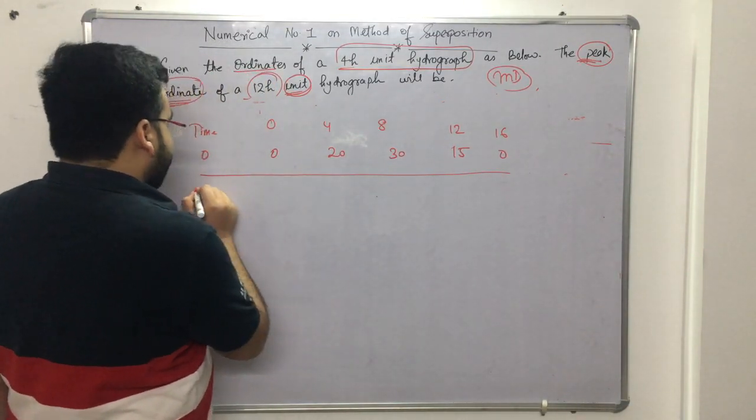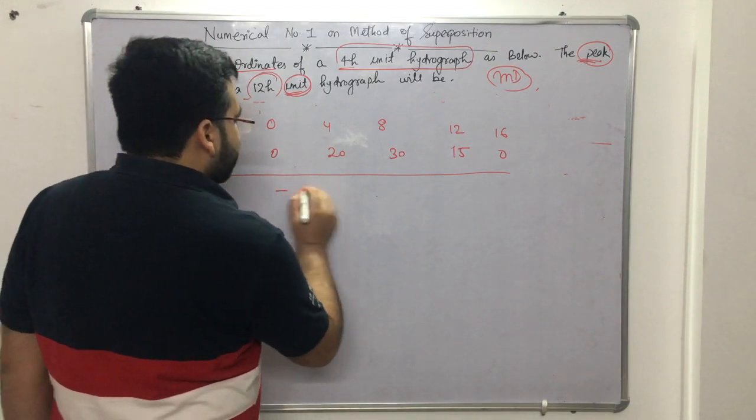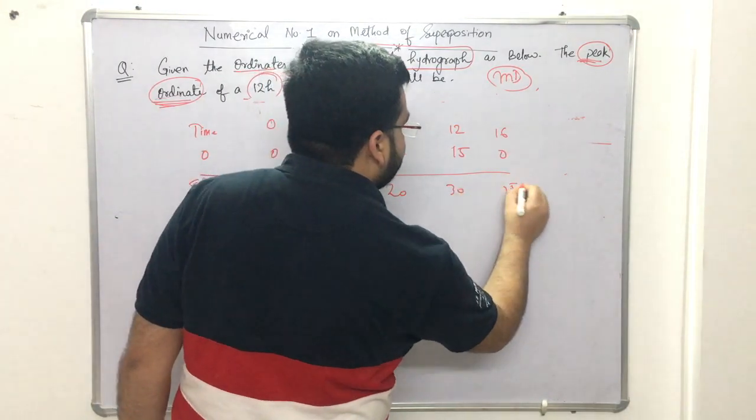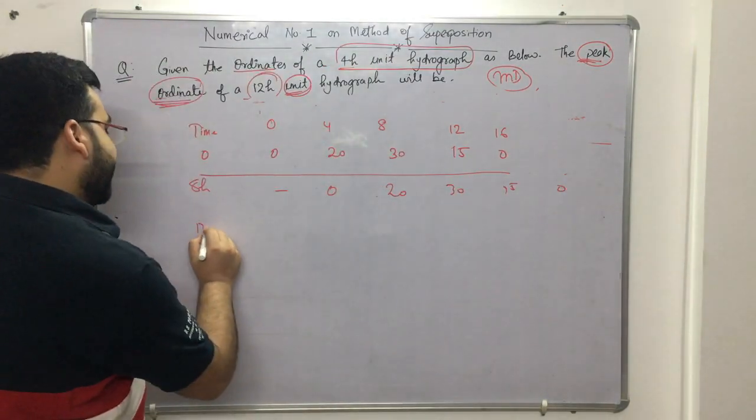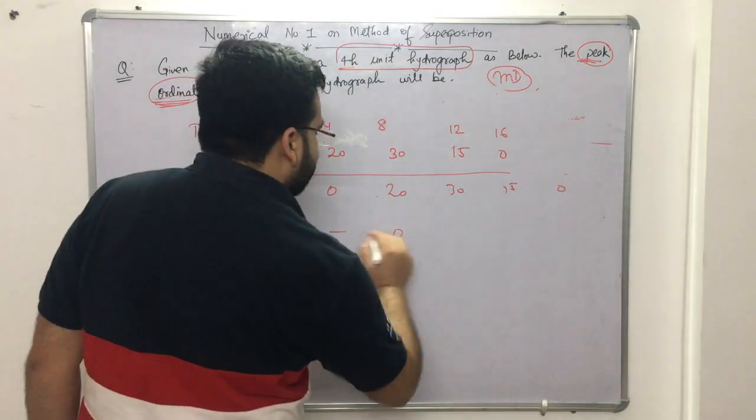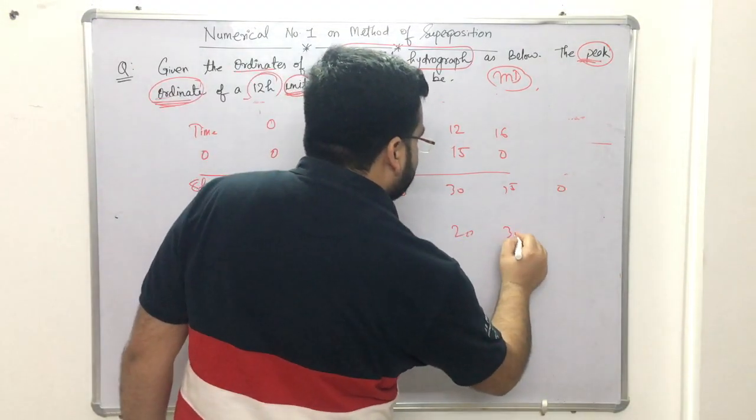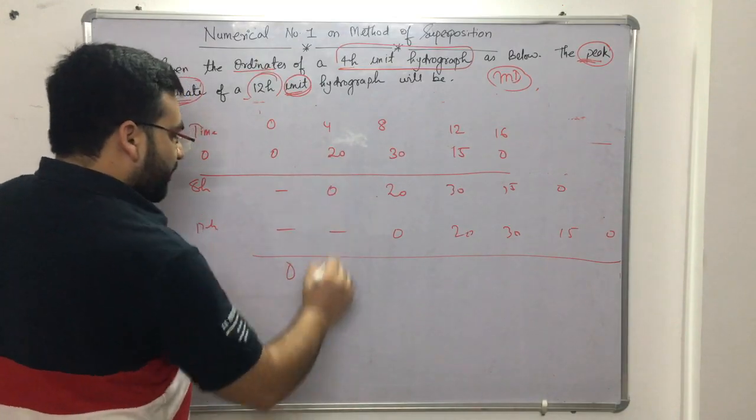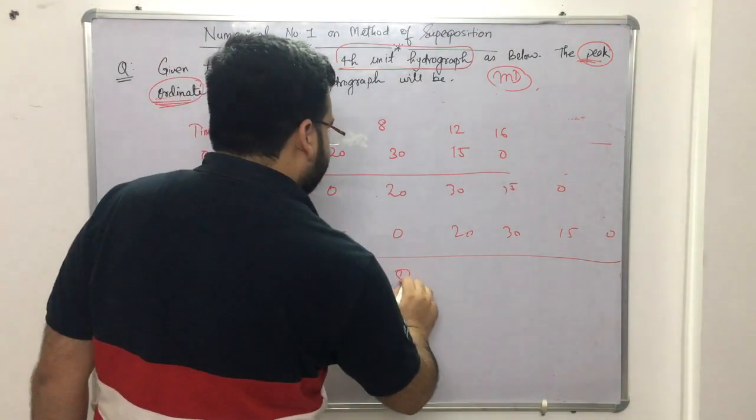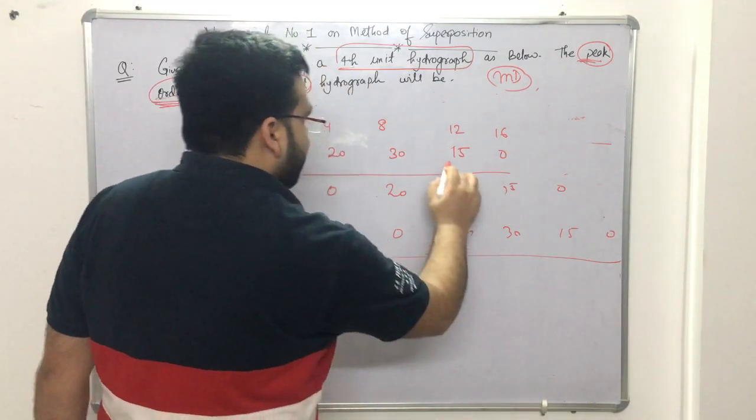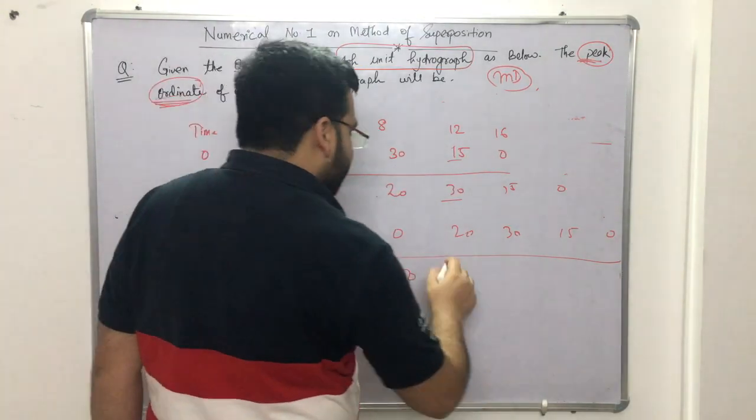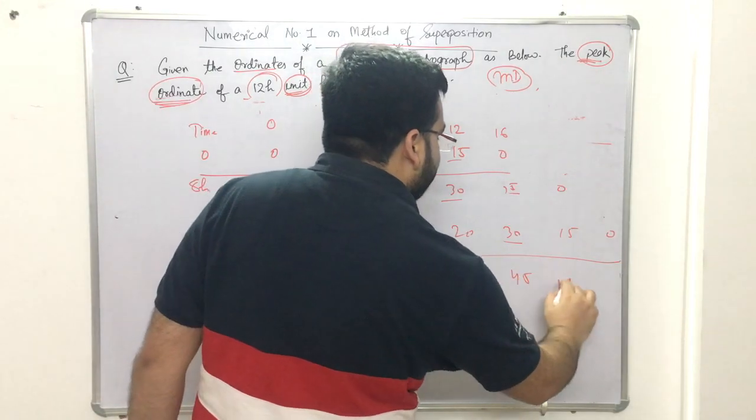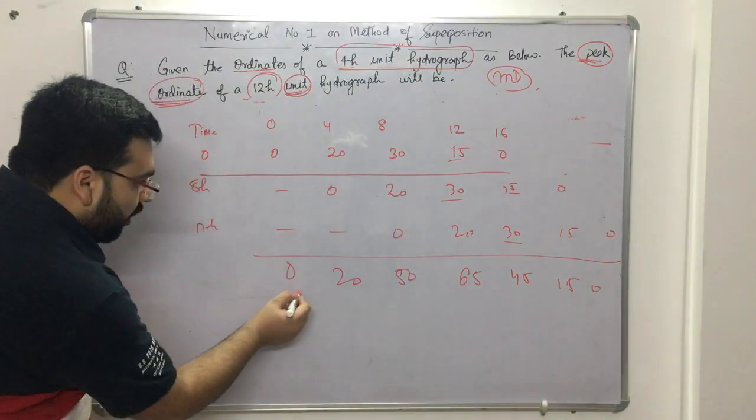Now this will be, you can say, 8 hours. It will be 0, lagged by 4 hours: 0, 20, 30, 15, 0. Now getting the 8 hours lag: 0, 20, 30, 15, 0. Add these values: it will be 0, 20, 50, 30 plus 50 is... 45 plus 20 is 65, and it will be 45, and it will be 15, and it will be 0, and divide the ordinates by 3.